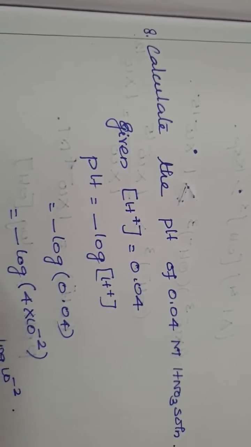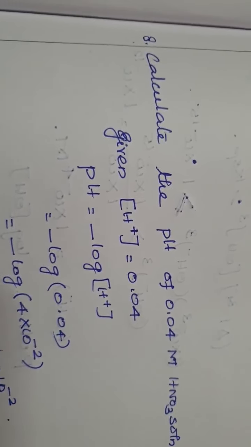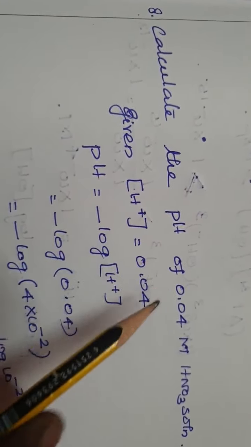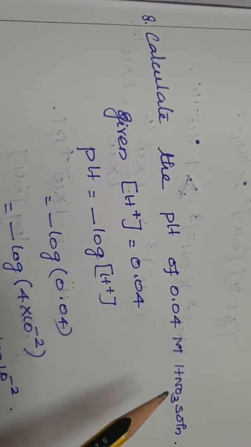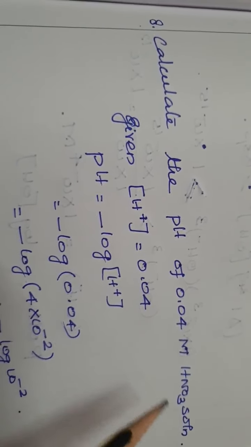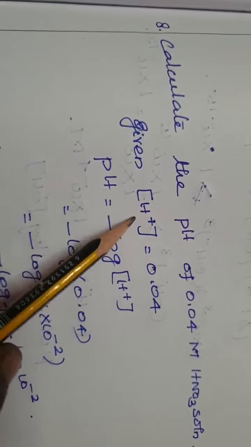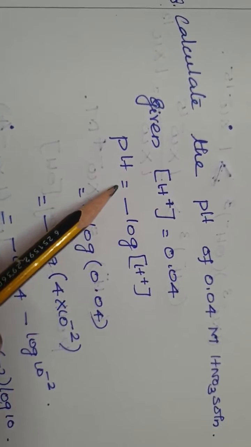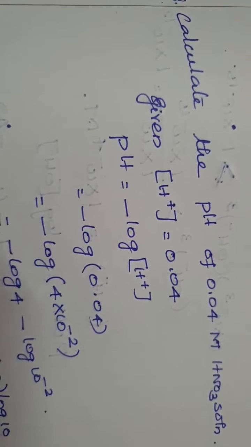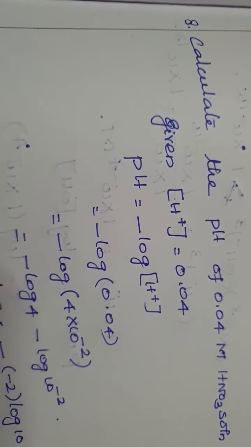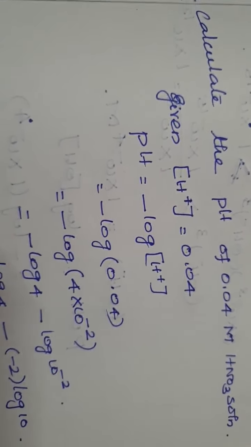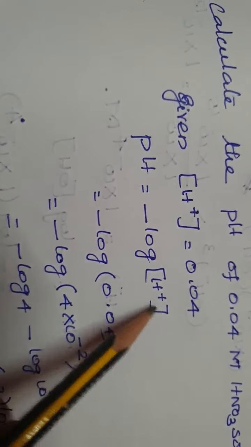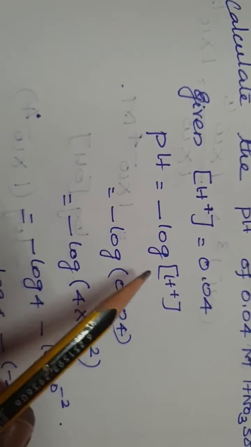Next problem. Question number 8. Calculate the pH of 0.04 M nitric acid, HNO3 solution. So what is given? The H+ concentration is given, 0.04. It's easy to calculate pH. Already you know the relation between pH and H+ concentration. pH is equal to negative log of H+ to the base 10. Instead of H+ you have to substitute 0.04.